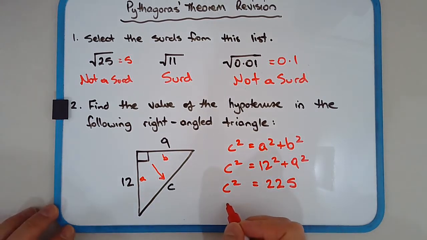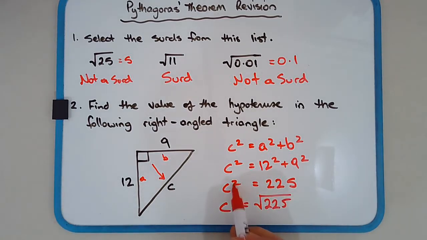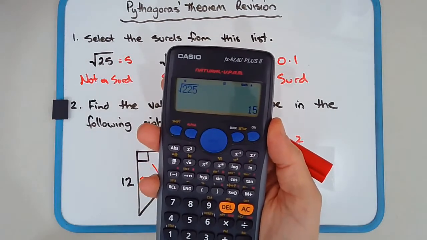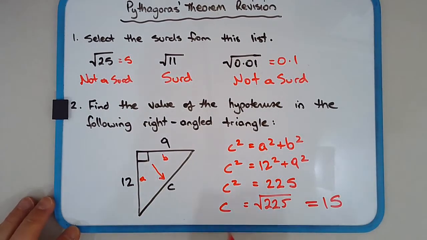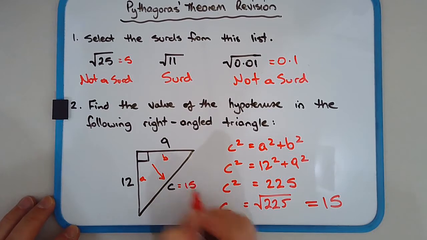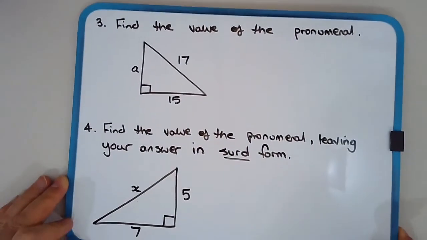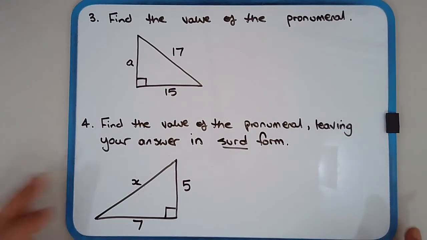So there's one more step we need to do. C is in fact equal to the square root of 225. So you have to take the square root to get rid of this squared business there. Okay, and square root of 225 is equal to 15. That makes a bit more sense. So C is in fact equal to 15 units. Now we can skip that step and do that all in one, rather than doing the square root as a separate step.